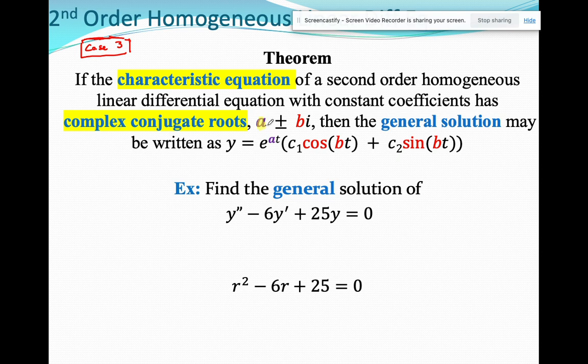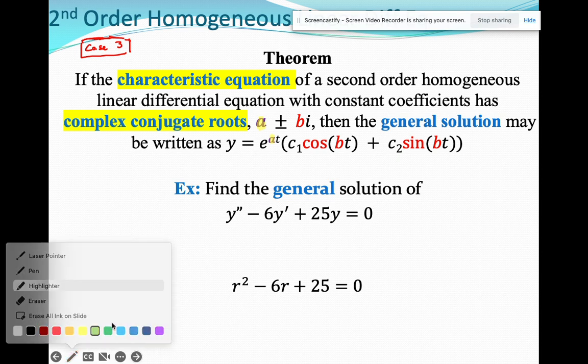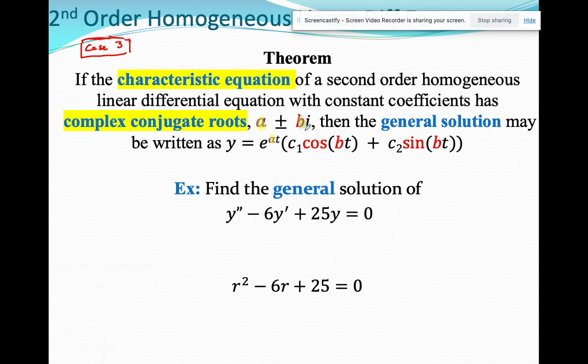So the real component of your complex conjugate is what goes up in exponential land. And the imaginary part of your complex conjugate goes inside the argument of sine and cosine.